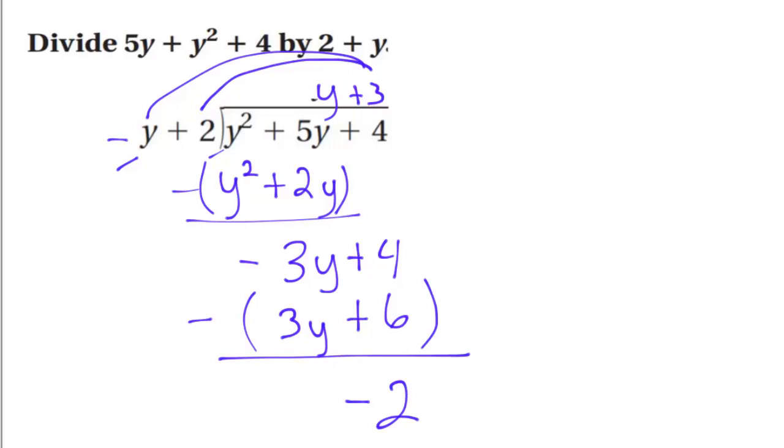Now to do our remainder, since we have a negative 2, we're going to put minus, and then create our fraction. The remainder goes in the numerator, and the denominator gets the divisor of y plus 2. So y plus 3 minus 2 over y plus 2, this whole thing ends up being our quotient or our solution.